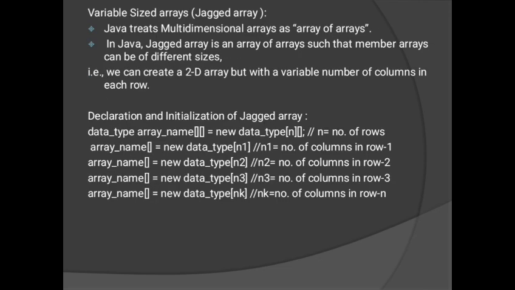Next is jagged array, that means variable sized array. In this array, we treat a multidimensional array as an array of arrays. In Java, a jagged array is an array of arrays such that member arrays can be of different sizes. We can create a two-dimensional array, but with a variable number of columns, where each row is different. This is part of the jagged array. This is the concept of array.